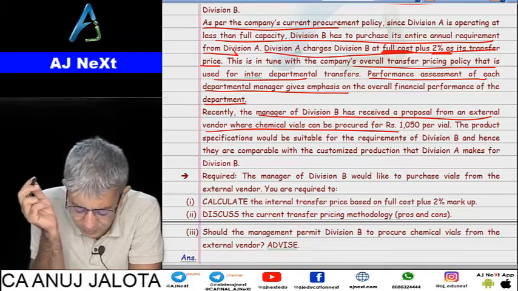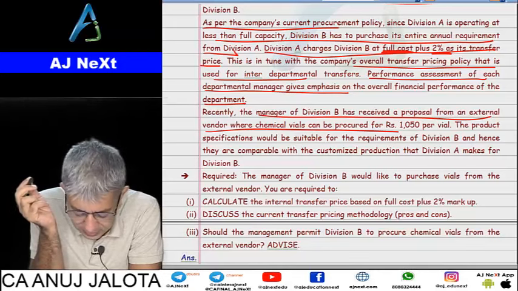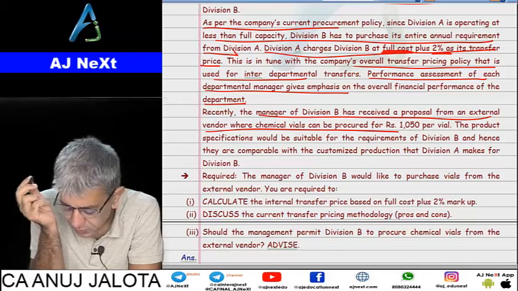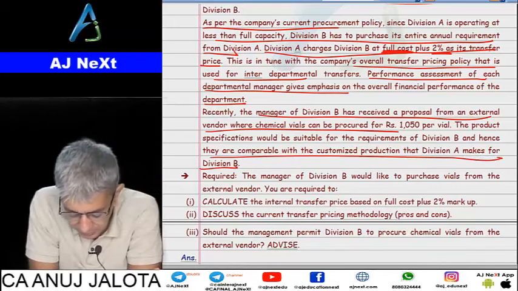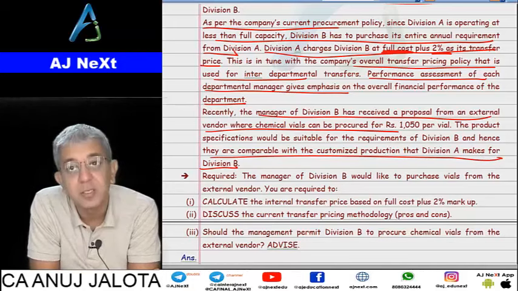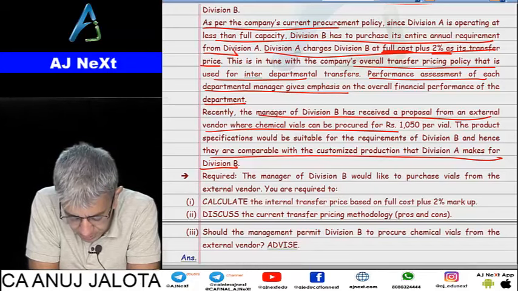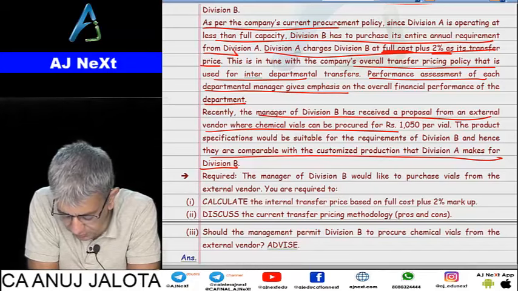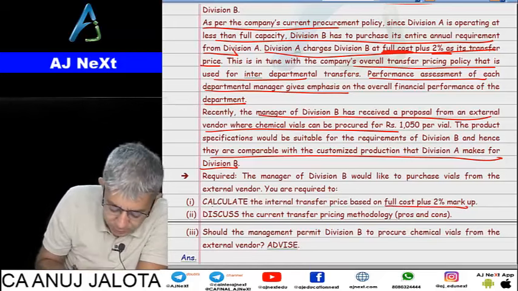The product specifications will be suitable for the requirement of Division B, and hence they are comparable with the customized production that Division A makes for Division B. Required: the manager of Division B would like to purchase vials from the external vendor. You are required to calculate the internal transfer price based on full cost plus 2% markup. This part is the calculation part, easy part.